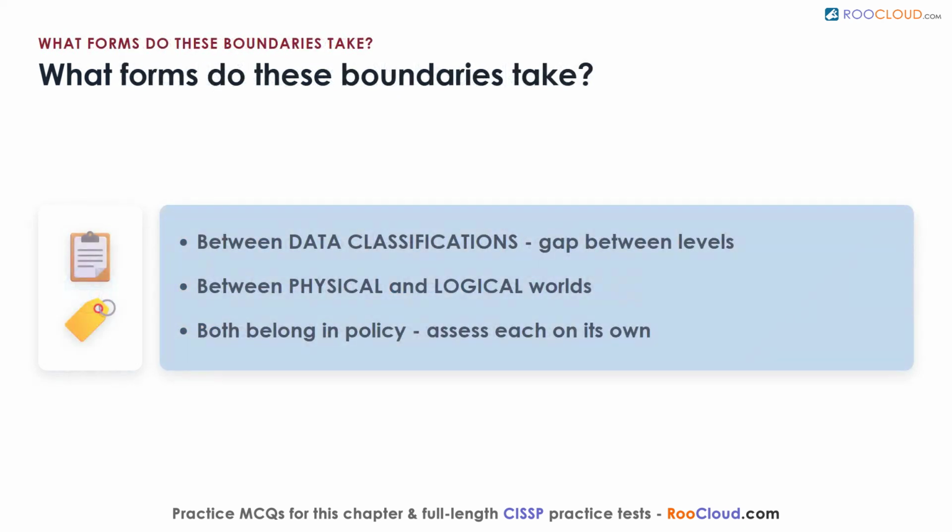What different forms do these boundaries take? They show up in several shapes. One form is between data classifications, where each level defines who may act on which objects, so the gap between levels is itself a boundary.